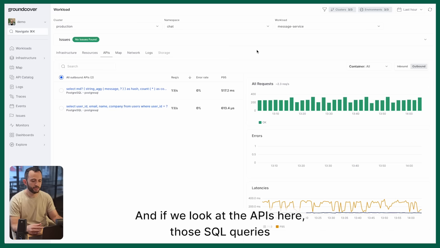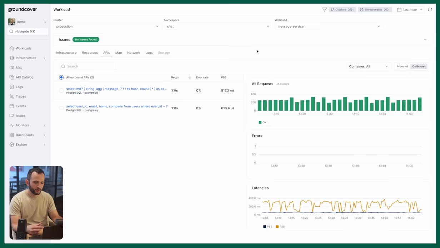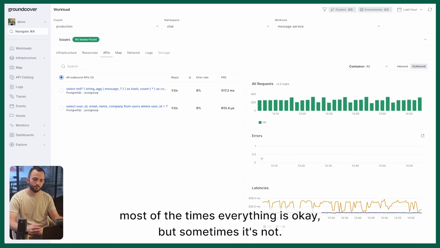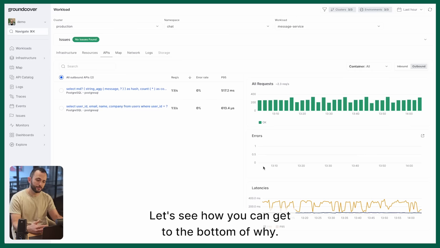And if we look at the APIs here, those SQL queries that the service is executing, and take a look at the latencies graph, we can get a feel that indeed the P95 is much higher than P50, meaning most of the time everything is okay, but sometimes it's not. And this feels like the issue that we're trying to solve. Let's see how you can get to the bottom of why.